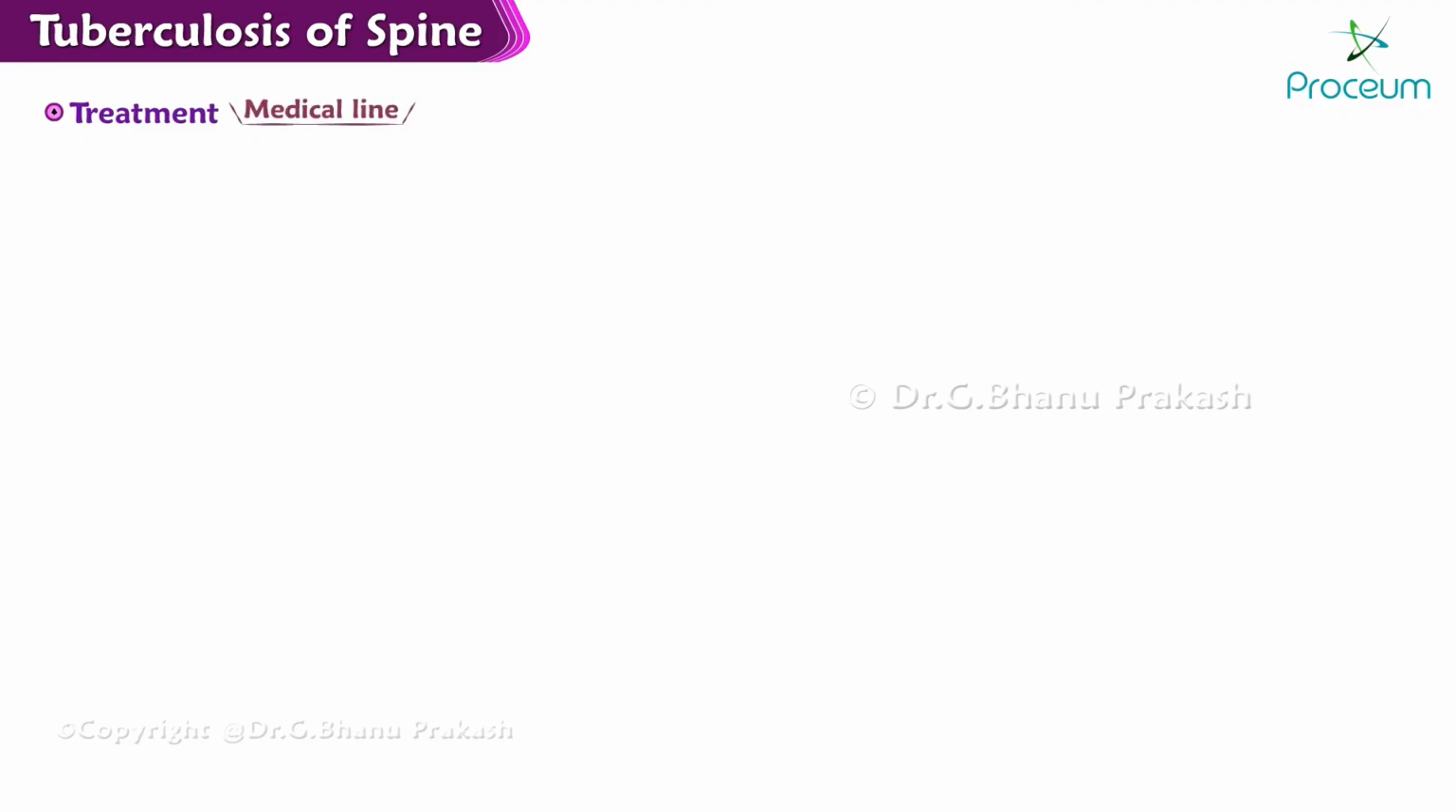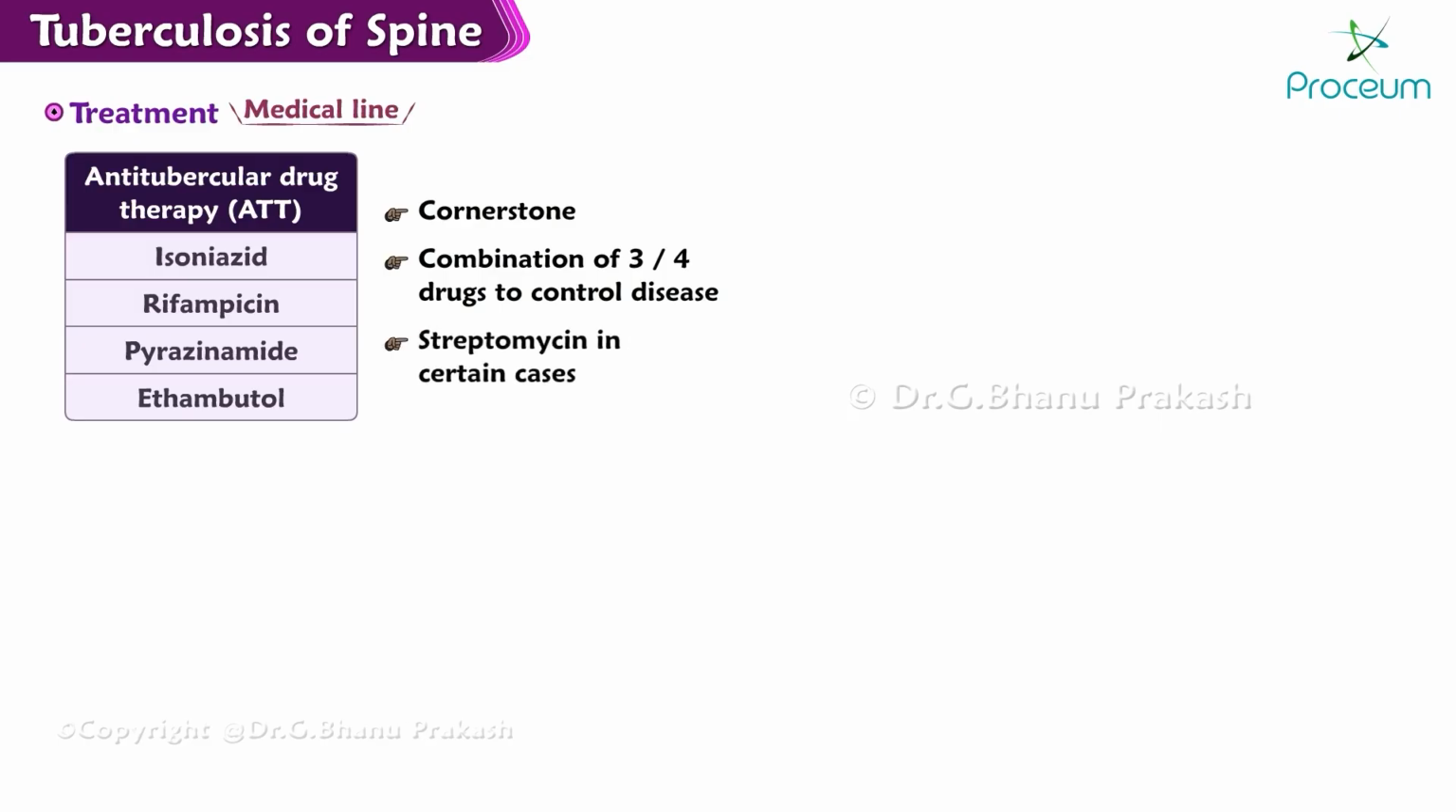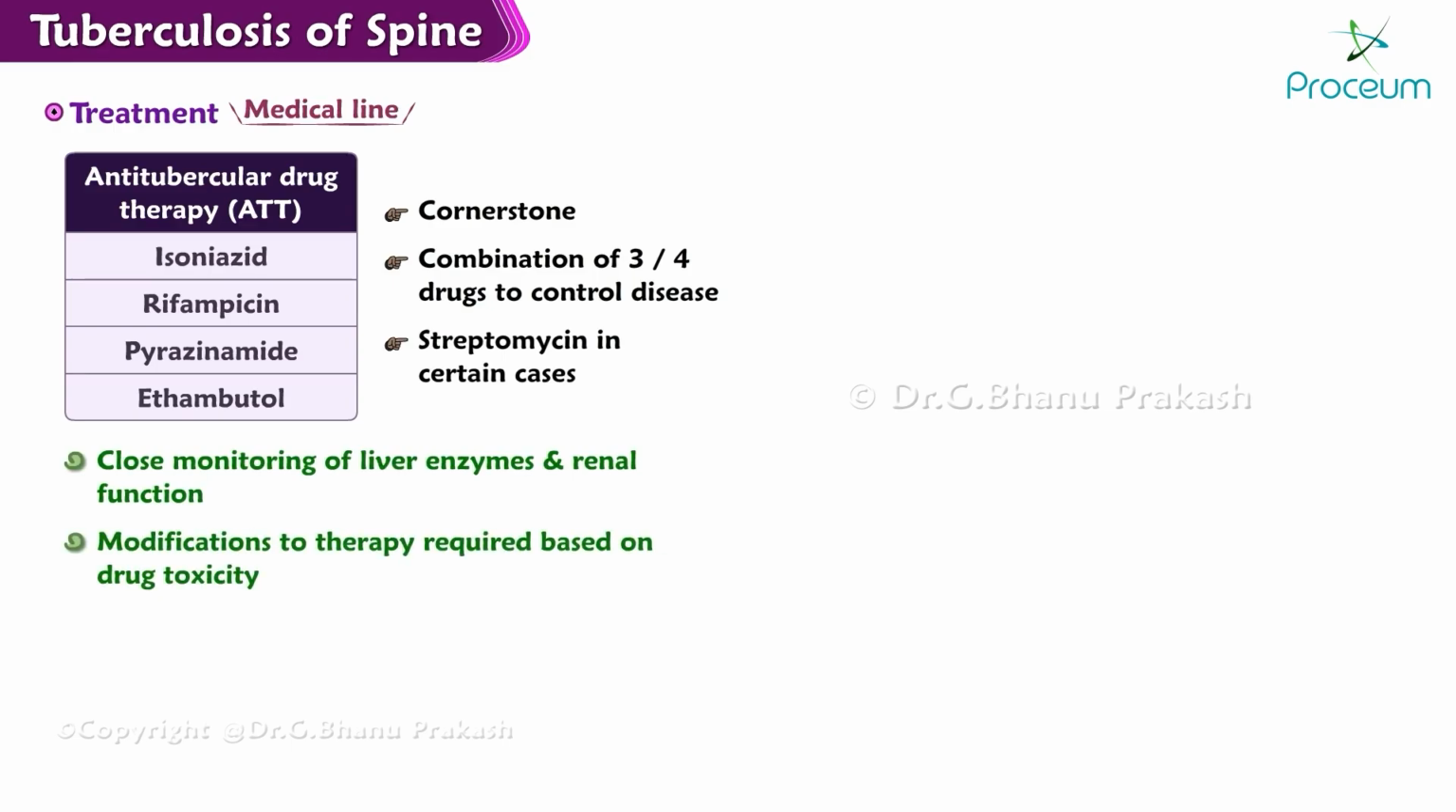Medical line of treatment. Anti-tubercular drug therapy. The cornerstone of treatment is the administration of anti-tubercular drugs. A combination of at least 3 or 4 drugs is used to effectively control the disease. Streptomycin may be used in certain cases. Close monitoring of liver enzymes and renal function is necessary, and modifications to the therapy may be required based on drug toxicity. Secondary infections, if present, should be treated with appropriate antibiotics.